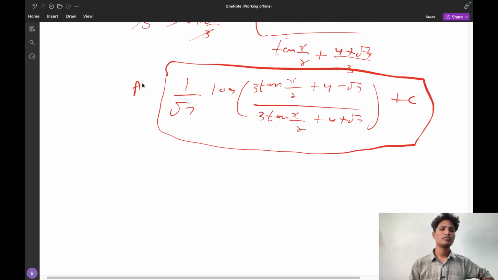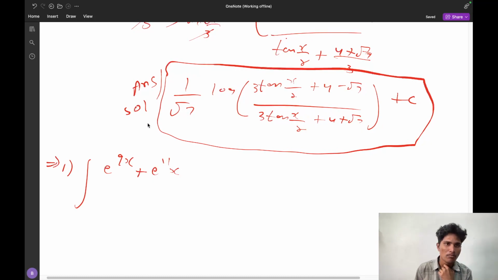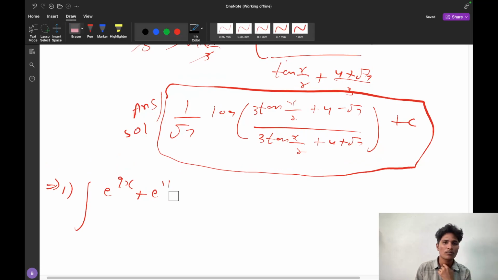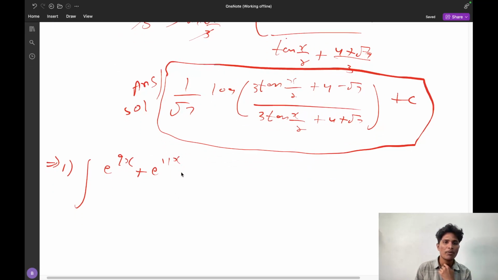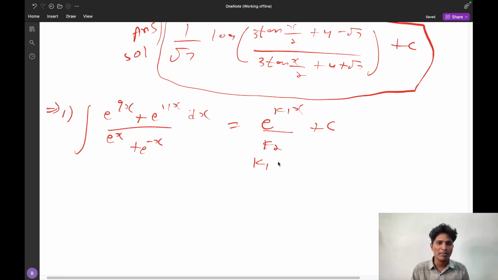This is the answer or solution. Now I will increase the level of the question. The integral of (e^(9x) + e^(11x)) dx divided by (e^x + e^(-x)) dx. This integral is equal to e^(k1 x) divided by k2 plus c, and I have to report k1 plus k2. The options are A) 20, B) 10, C) 22, D) 18.